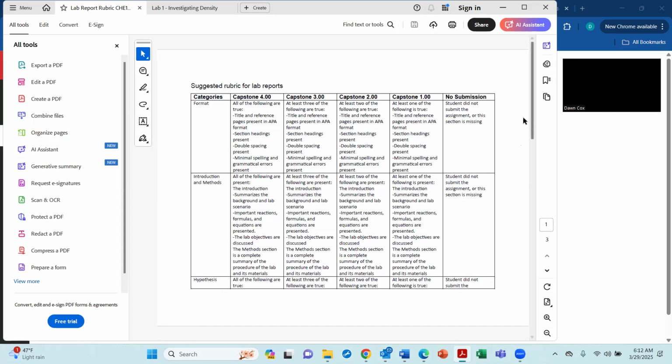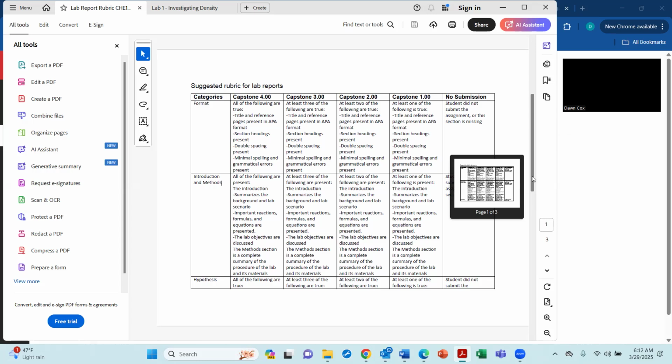So let me scroll down here. It's kind of on 2 pages here, and come on. It never scrolls correctly. Let's see if I can do it here.